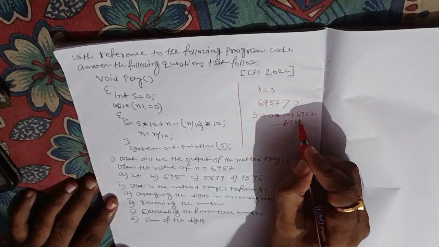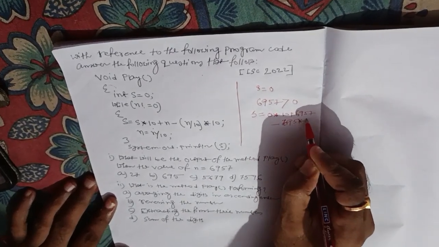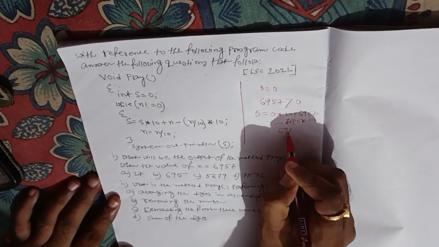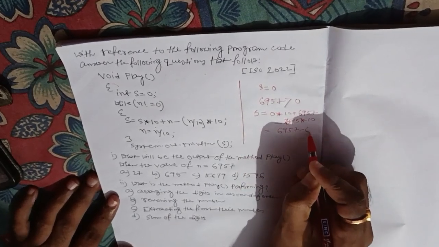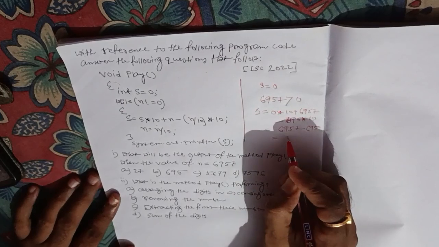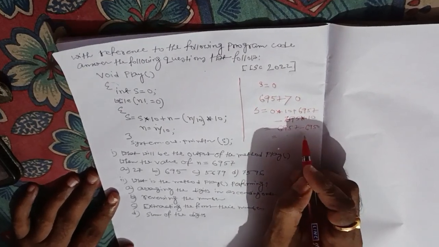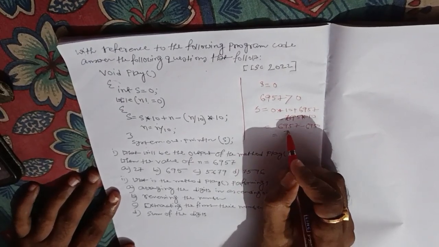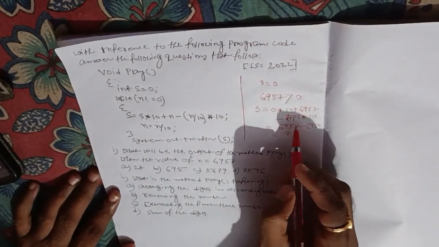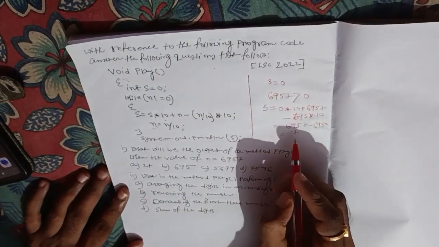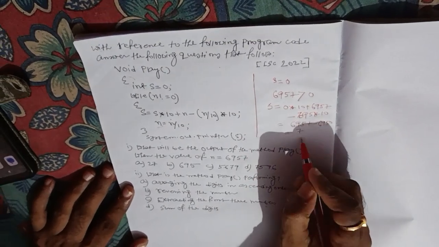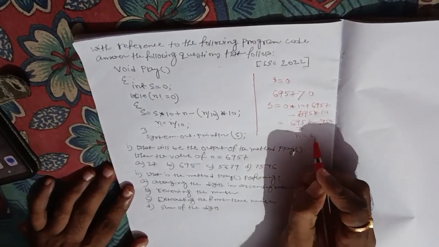That is 695 into 10. So 6957 minus 6950. So the outcome is 7 only. Now within n, the value is 695. Now the value of n is 695.